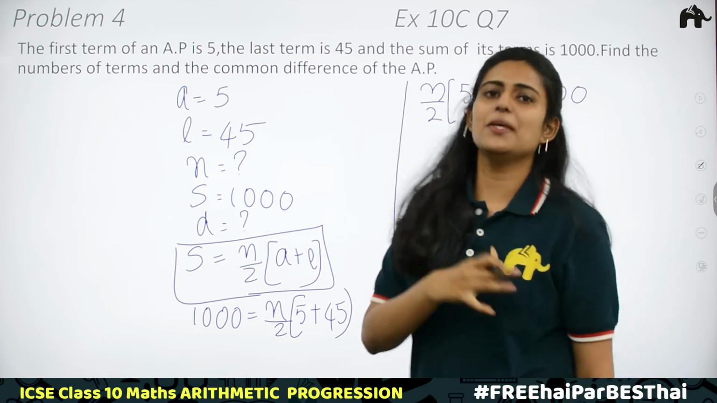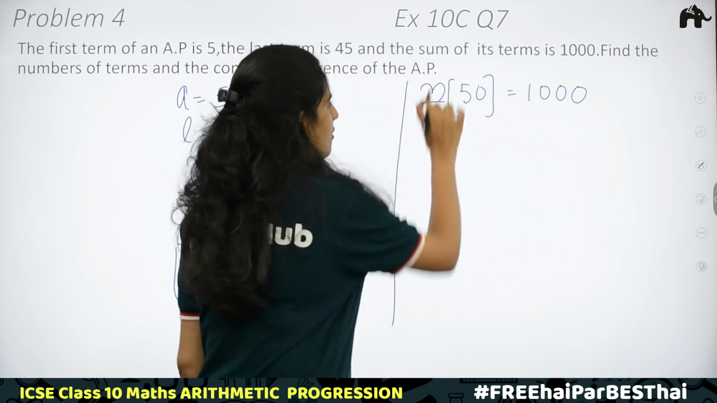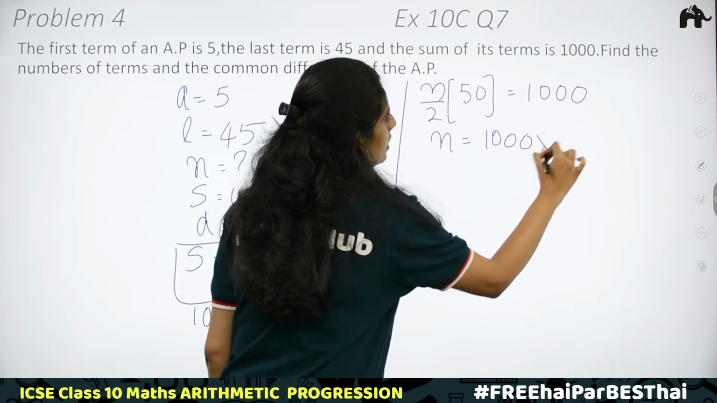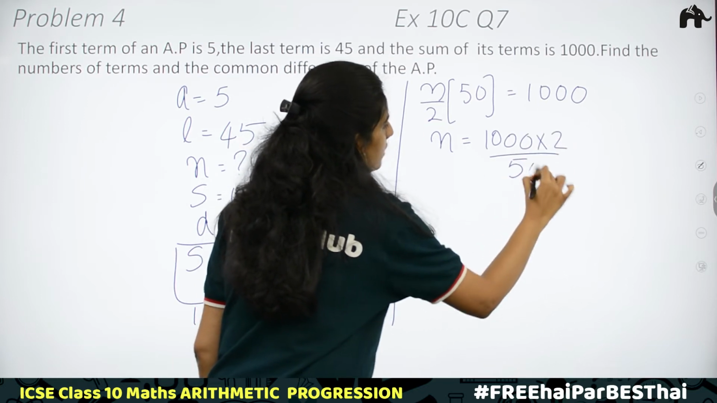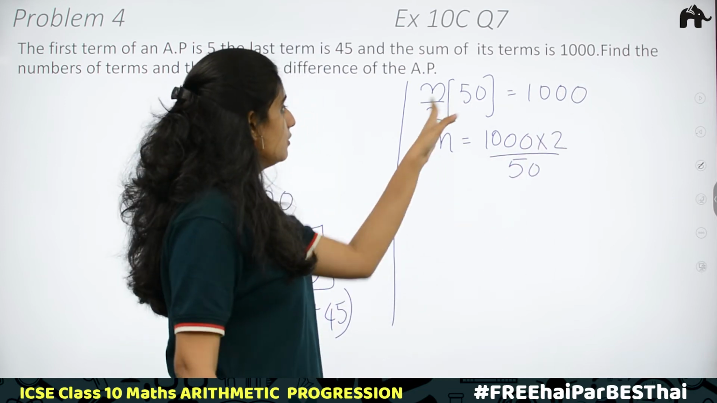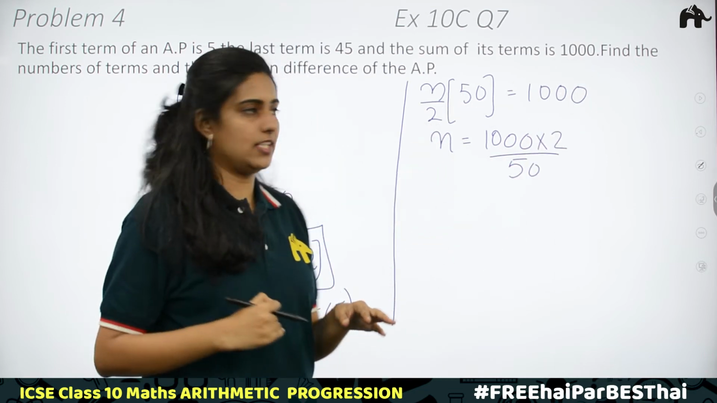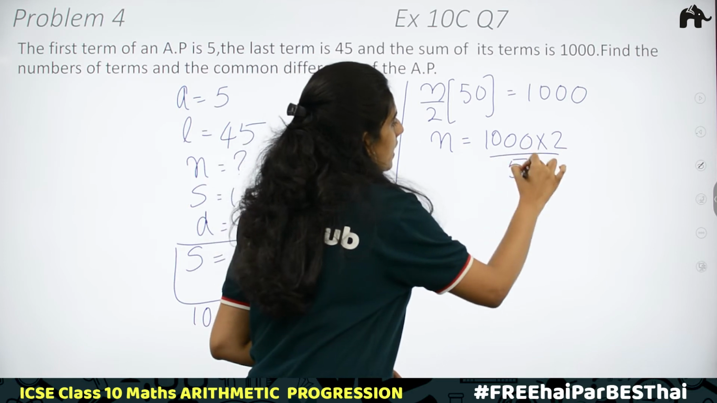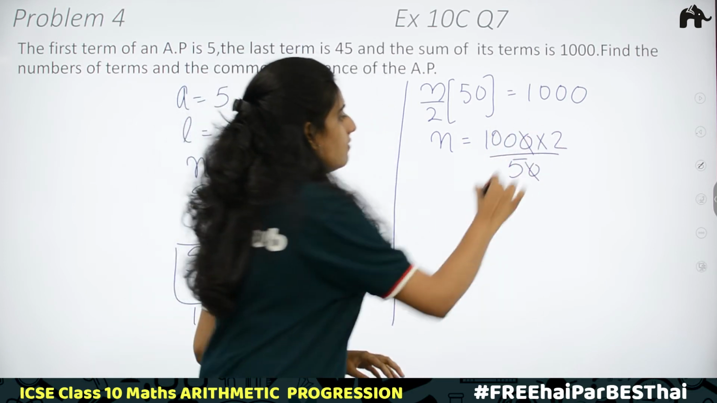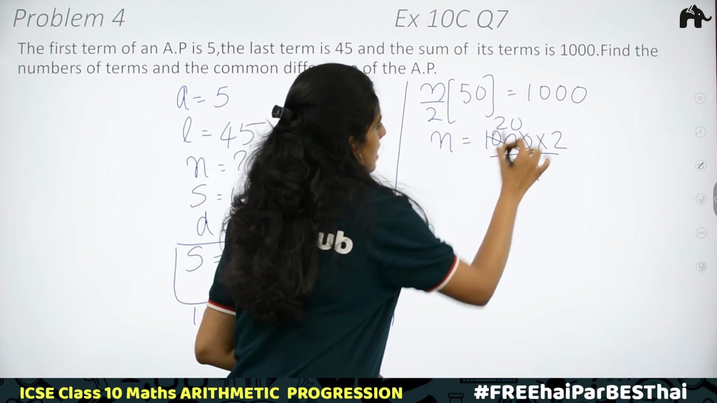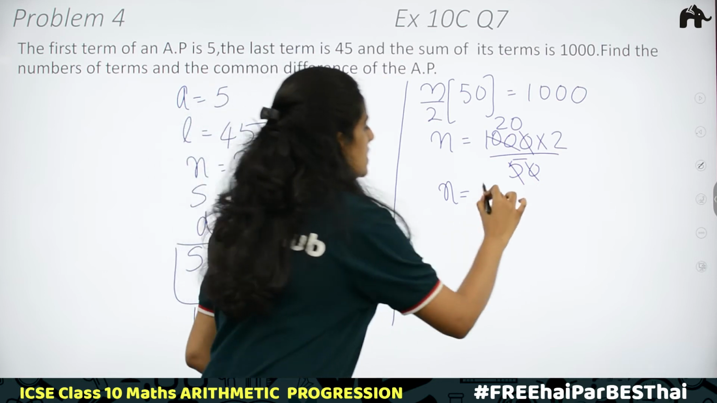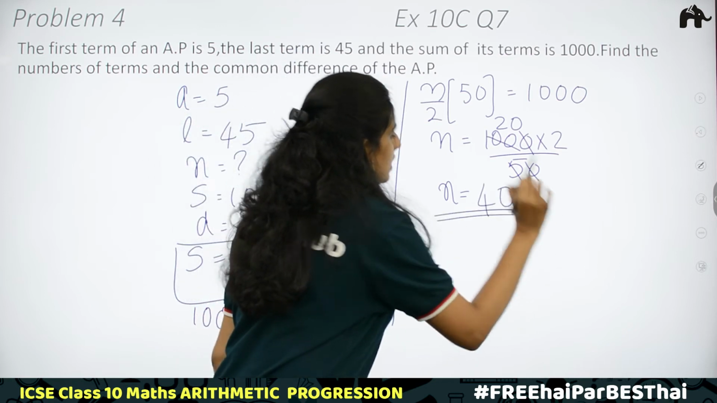Just making some rearrangements, we can get the value of n. n is equal to 1000 into 2 divided by 50. Just taking the reciprocal and multiplying on the opposite side. Here we have 50 by 2, it becomes 2 by 50. 50 and 1000, we can cancel out these zeros. 5 and 100. 5 into 20 is 100. Therefore, the value of n is equal to 20 into 2, which is 40. Number of terms is equal to 40.